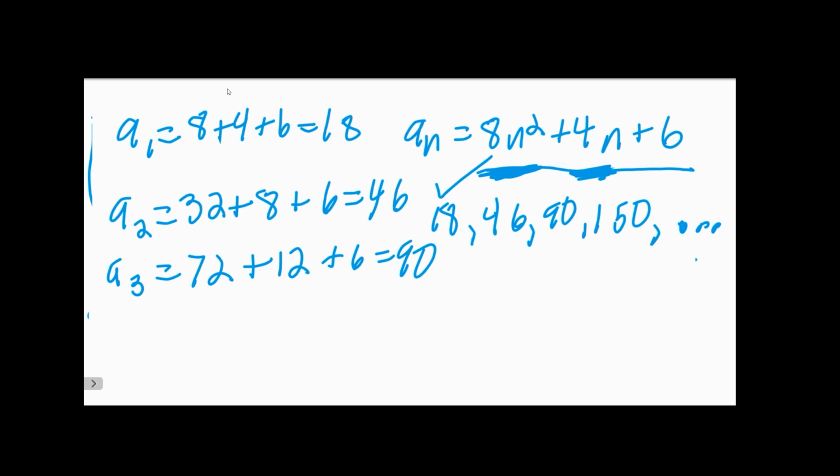So since it was so much fun, we got the 46, we got the 90. Let's go ahead and just plug in the 4 and see if we get 150. So if we plug in 4, this will be 8 times 4 squared. That's 8 times 16. That's 128. Plus, what am I plugging in? 4. So plus 4 times 4, that's 16. That's 144 there. And plus 6, definitely 150.